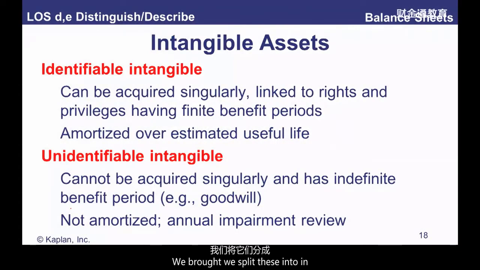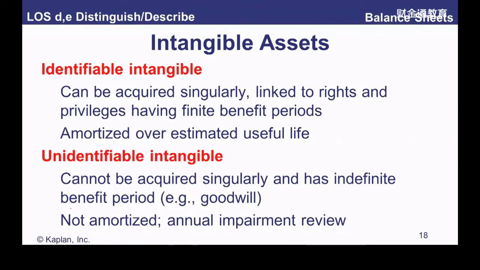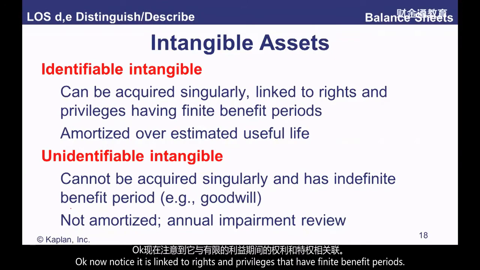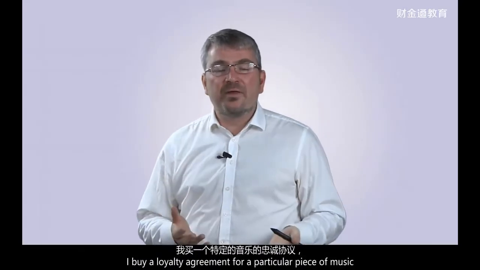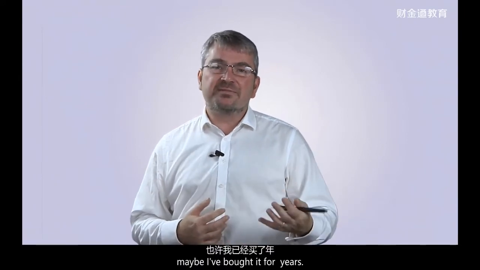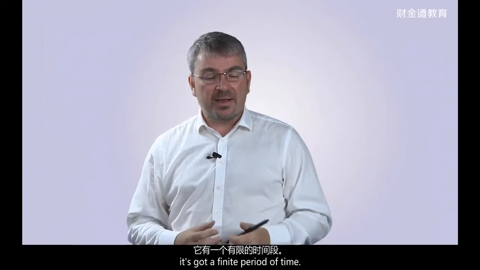Our intangibles, we broadly split these into identifiable intangibles and unidentifiable intangibles. Identifiable intangibles can be acquired singularly. In other words, you could go out and buy this. A royalty agreement. I could go out and pay for a royalty agreement. Notice it says it's linked to rights and privileges that have finite benefit periods. So maybe if I buy a royalty agreement for a particular piece of music, maybe I bought it for 10 years, so I will receive the royalties for a 10-year period. It's got a finite period of time.